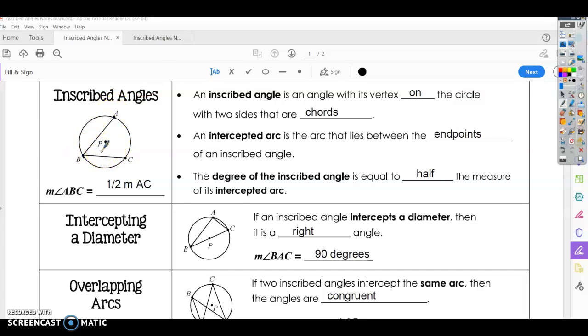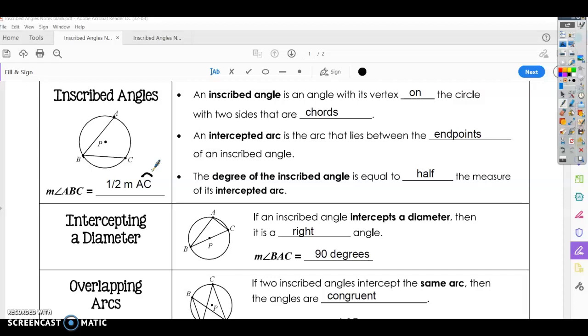An intercepted arc is an arc that lies between the endpoints of the inscribed angle. So if we have inscribed angle ABC, our intercepted arc would be AC. Okay? The degree of an inscribed angle is equal to half the measure of its intercepted arc. So you can see the formula here. The measure of angle ABC equals half the measure of arc AC.